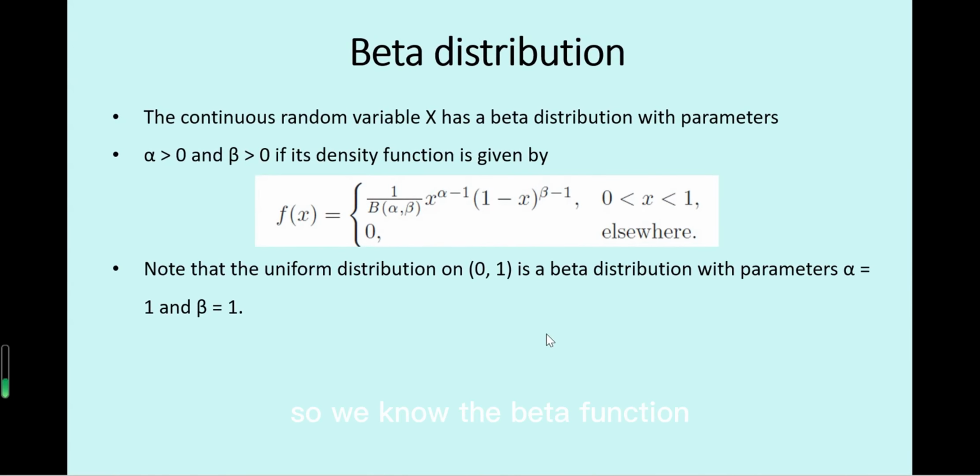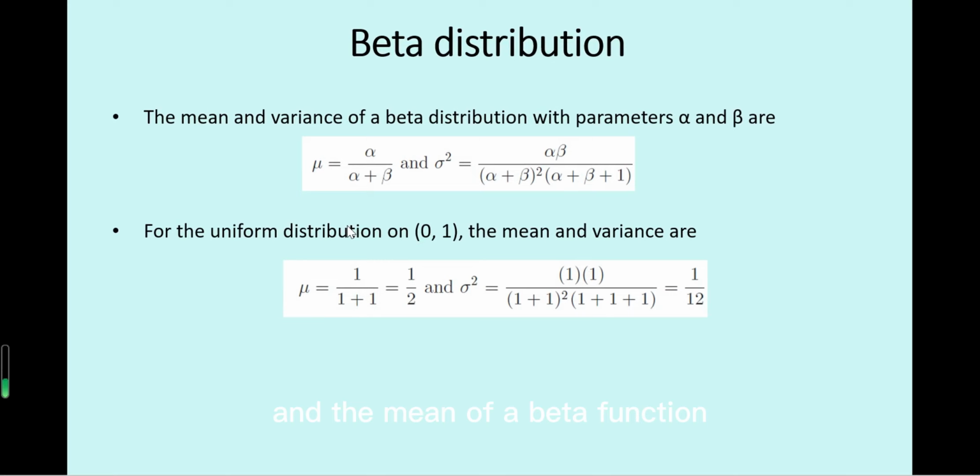Now that we know the beta function, the beta density function can be given as f(x), for the variable x between 0 and 1, equals 1 divided by the beta function of alpha, beta, times x to the power alpha minus 1, times 1 minus x to the power beta minus 1. And the uniform distribution on 0 and 1 is the beta distribution with alpha and beta both equal to 1.